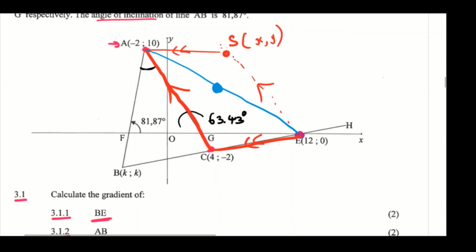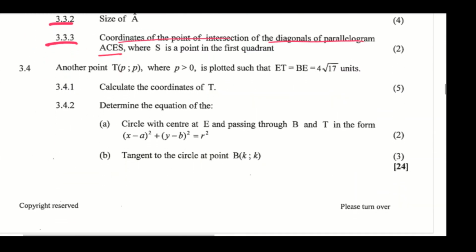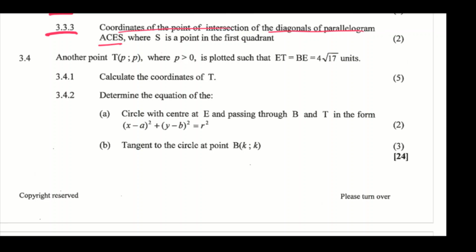Okay, so let's go to another question. 3.4, right? 3.4, we are given a point T which has equal x and y values where p is greater than 0, and we are told that ET is equal to BE, which is equal to 4 root 17. So now 3.1, we are asked to calculate the coordinates of T.